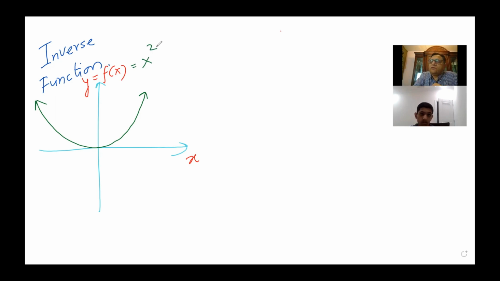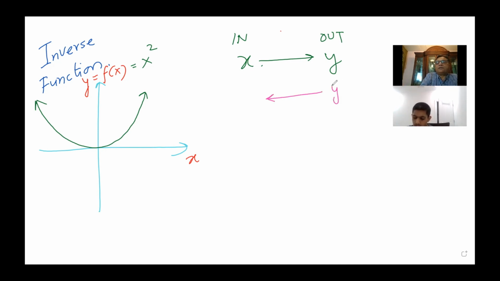Now, when I say inverse, what we are doing is, instead of having x as the input and y as the output, this is your in, and that is your out. What we are trying to do now is the reverse: if y is my in, then x should be my out. Then it is a function. Is it okay?